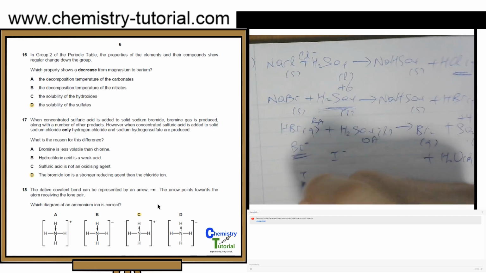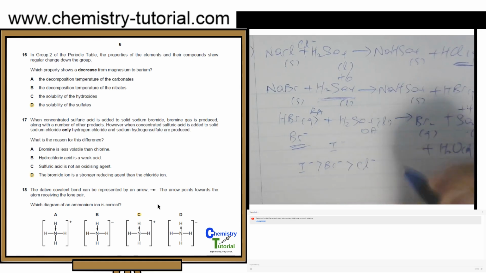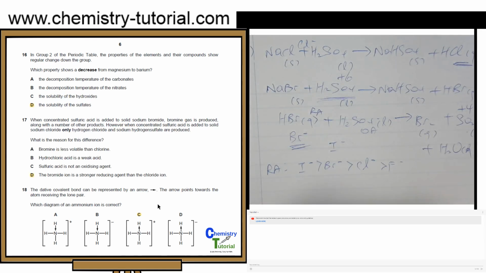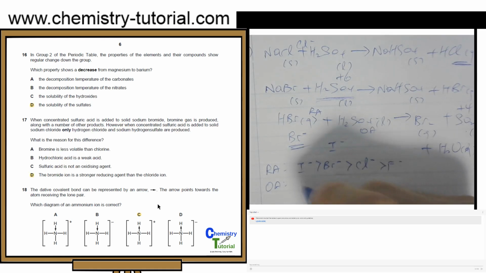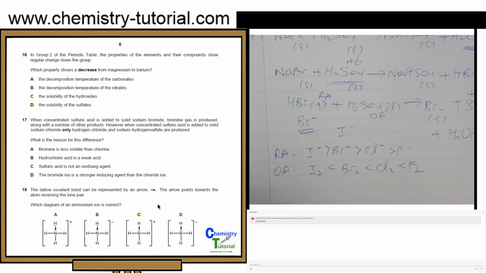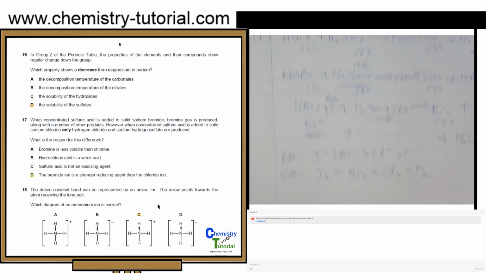So actually, I minus is a more powerful reducing agent than Br minus, then Cl minus, then F minus in terms of reducing ability. However, in terms of oxidizing ability, I2 will be weaker than Br2, then Cl2, then F2. You notice it is always the opposite. If something is a strong reducing agent, it'll be a weak oxidizing agent. Hence, the answer for this question is option D, because the bromide ion is a more powerful reducing agent than the chloride ion.